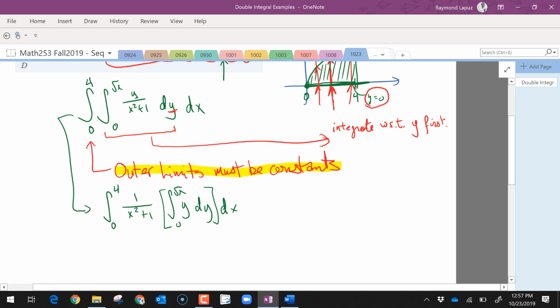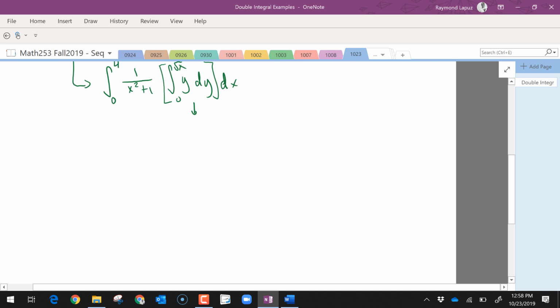For Travis's suggestion, where 1 over x squared plus 1 is a constant, we can move that out of the inside iterated integral and just integrate the y with respect to y. So the antiderivative is y squared over 2. Y squared over 2, we evaluate that from 0 to square root of x.